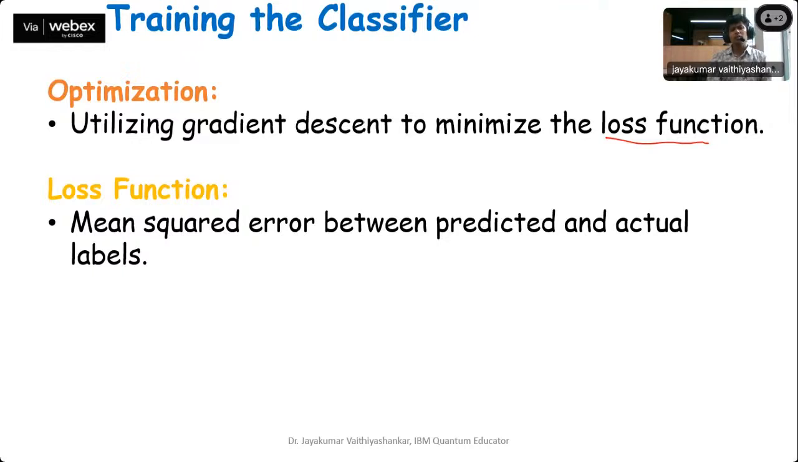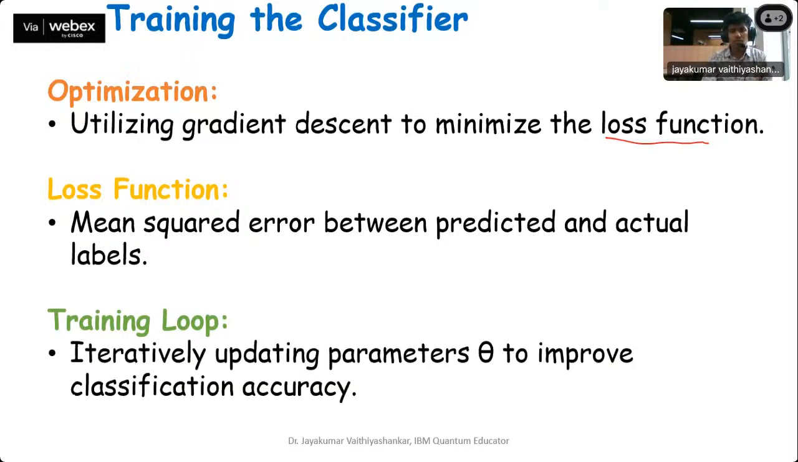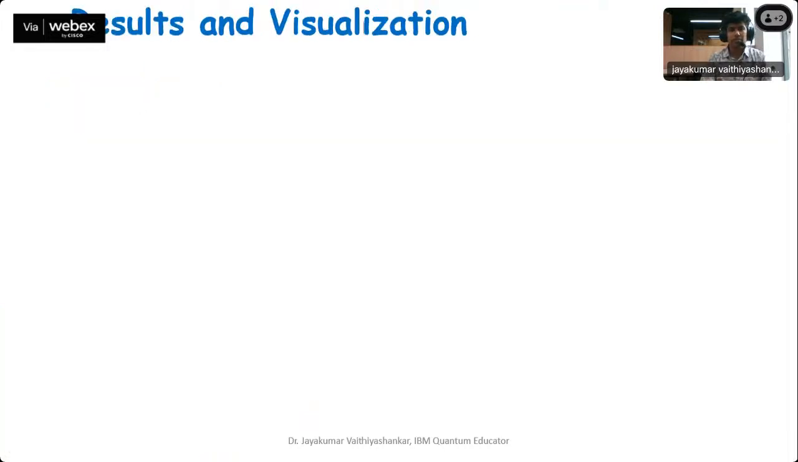What is the meaning of loss function? It is the mean squared error between predicted and actual labels. We need to run this execution multiple times until your parameters improve and you get better classification accuracy. So until that, we need to iterate.